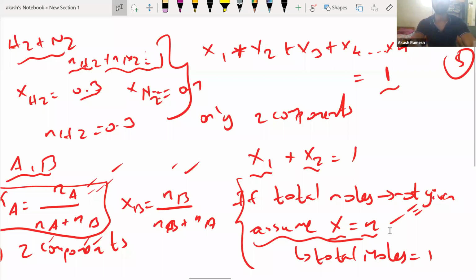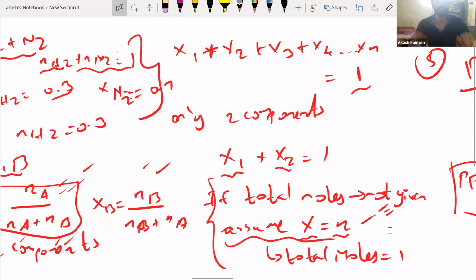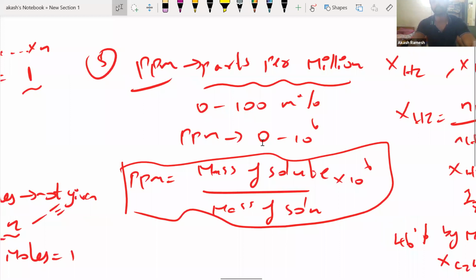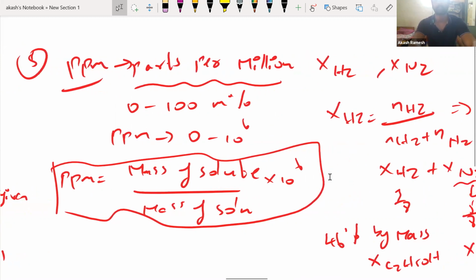And then the last thing we saw was parts per million. Parts per million is nothing but, instead of having 0 to 100 as in mass percentage, here I'm going to have 0 to 1 million, that is 10 to the power 6. So you can see how the formula changes: mass of solute over mass of solution, in 10 to the power 6 instead of 100. That's it. And then again we did some problems.